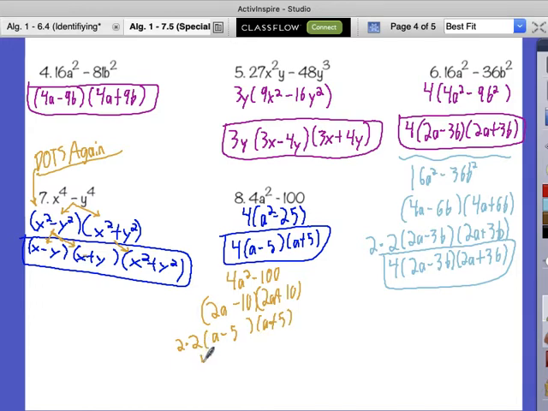Now 2 times 2 is 4. And we still have that same 4 times a minus 5 times the quantity of a plus 5, which is the same answer. It's harder to spot. It has bigger numbers, but it still works. Questions on that? So I always advocate, I always say, hey, let's see if we can find our GCF first. Okay, continuing on.